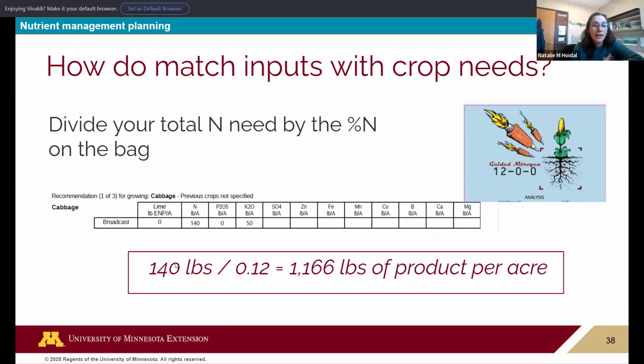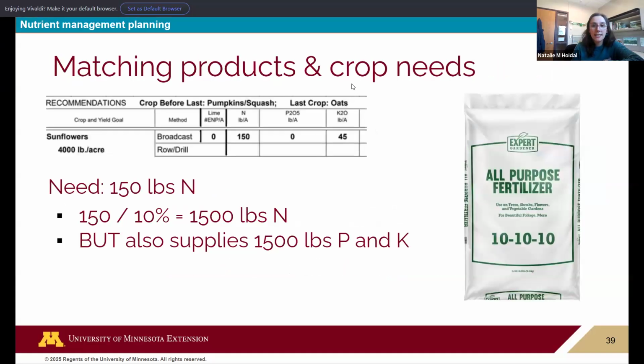For a farm, this farmer needs 140 pounds of nitrogen per acre of cabbage. So we're going to do the same thing. We're going to divide by 0.12, and it's a much larger quantity, right? Because it's for an acre. So this farmer would need 1,166 pounds if they're just using this product to meet their nitrogen needs. So you basically would do that for nitrogen, phosphorus, and potassium. But the challenge is finding the right balance.